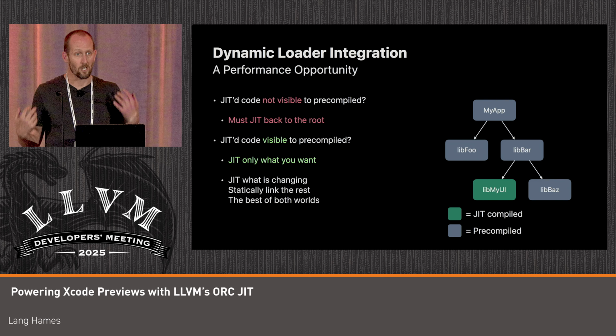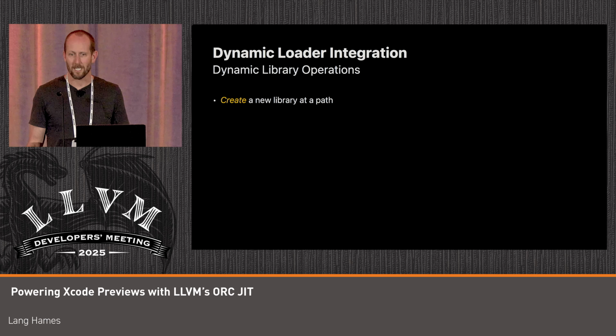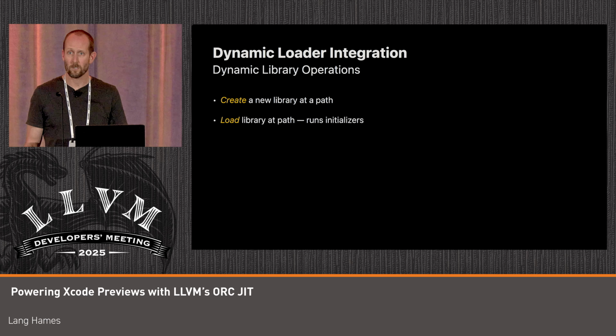So the reason this works is that there aren't that many things you can do with a dynamic library. You can create a new library at a path. You can open it once it's there, which is going to run the initializers. You can look up symbols and addresses within it. You can close a library, which will run the deinitializers. And finally, you can delete a library, at which point it's no longer openable. So what we're going to do is turn each of those operations into an API or callback.